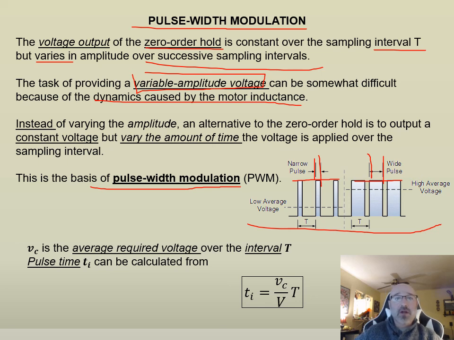Now if we look down at our governing equation for this, we have T_i equal to V_c over V times T, where V_c is going to be the average required voltage over our time interval T, and our T_i is going to be our pulse time that we can calculate from this relationship.